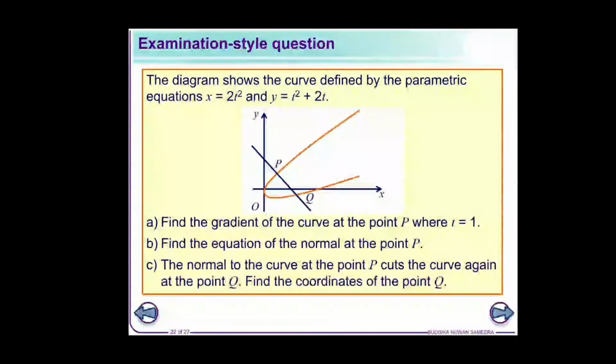This diagram represents a parametric equation x equals t squared and y equals t squared plus 2t. The first part, find the gradient of the curve at the point P where t equals 1. Then find the equation of the normal at point P. C part, the normal to the curve at P cuts the curve again at point Q. Find the coordinates of Q.